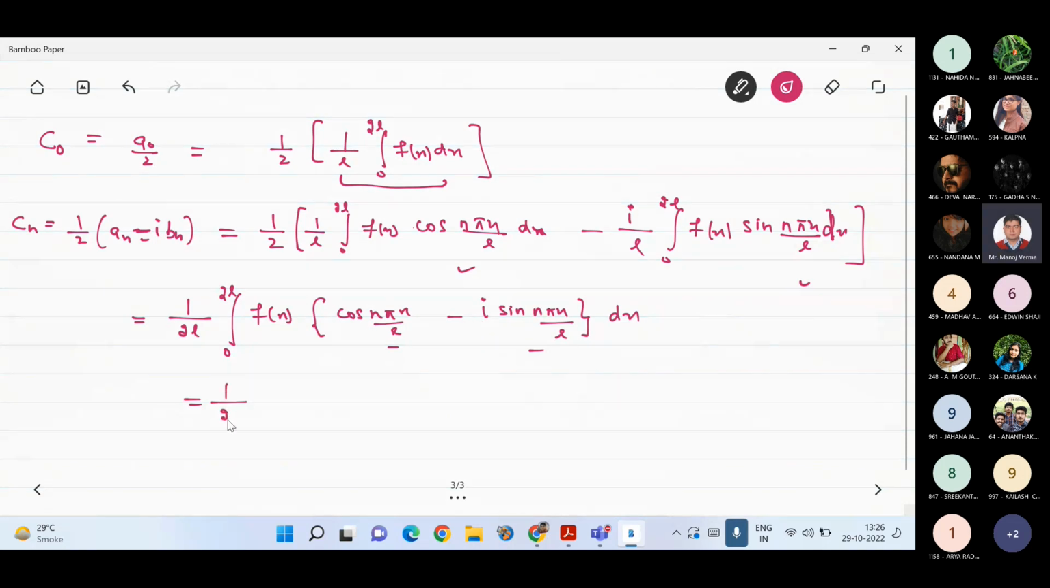This will become 1 by 2L, from 0 to 2L, f(x) e raised to the power minus iota nπx/L dx. So as simple as that. I do not actually have to find the values of An and Bn. With the help of this formula, I just have to insert the value of f(x), and then integrate that function along with this e raised to the power minus iota nπx/L. This gives Cn.